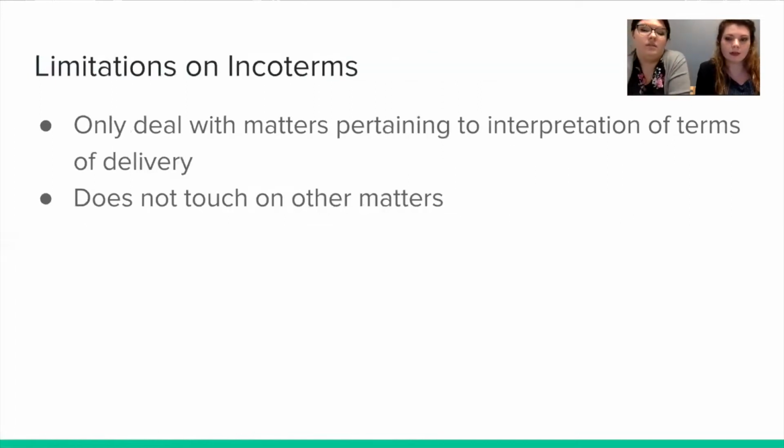And there are some limitations of Incoterms. The limitations of Incoterms are they only deal with matters pertaining to the interpretation of terms of delivery. The rules do not deal with transfer of property rights in the goods, exemptions of liability, or consequences in cases of breach of contract. Incoterms deal with the obligations in connection with delivery, insurance, provision of documents, and clearance of goods for export-import operations.